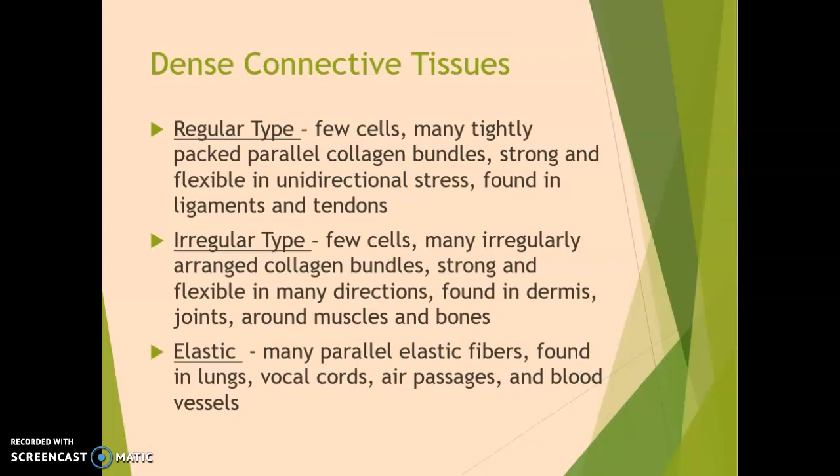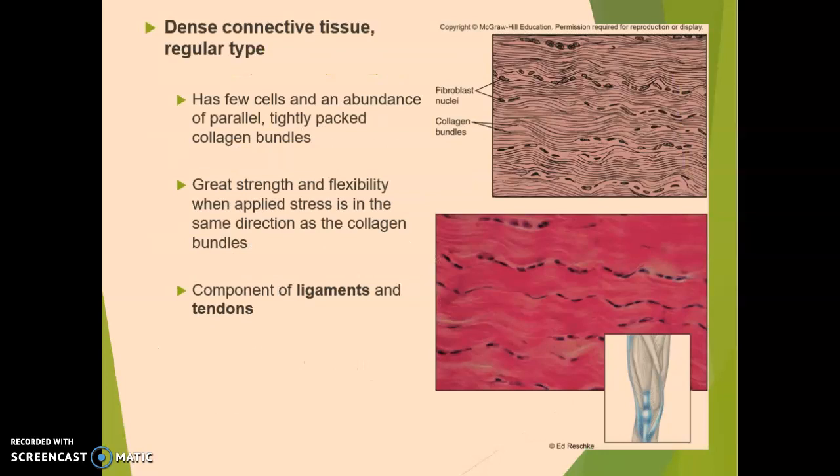The irregular type has few cells, with many collagen bundles arranged irregularly. They are strong and flexible. So this is found in the dermis, in our joints, and around our muscles and our bones. Elastic has many parallel elastic fibers and is found in the lungs, vocal cords, air passages, and blood vessels.